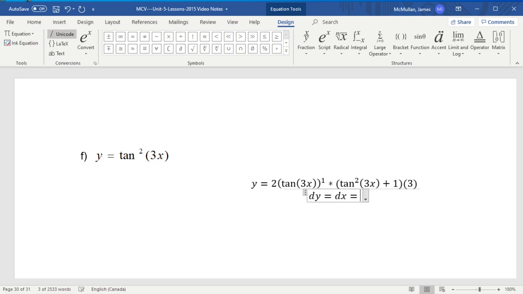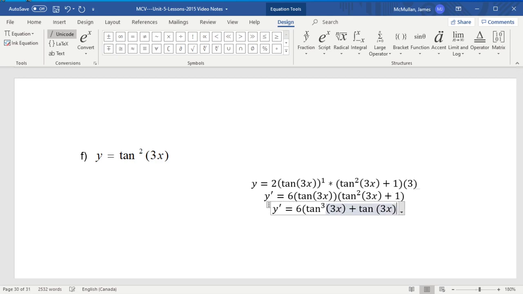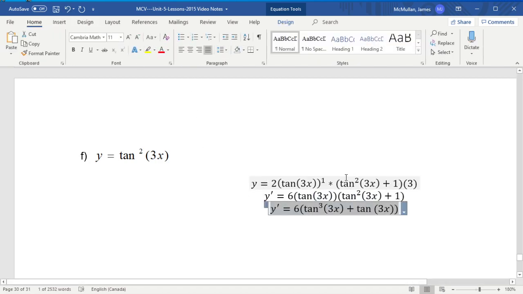So your final answer here is y prime equals 6 bracket tan 3x bracket tan squared 3x plus 1. Now you could expand this if you want. y prime is equal to 6, then we're going to have tan cubed 3x plus tan 3x. I don't think that's actually useful. It's probably better to leave it the way it was in the previous step. So let's just strike that through. It's not wrong, but let's just leave it the way it was before.